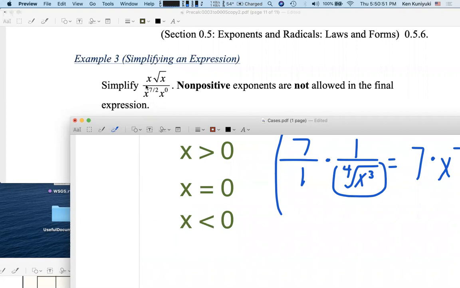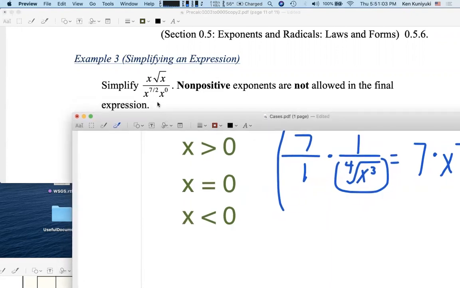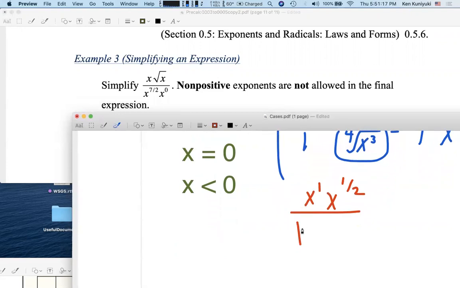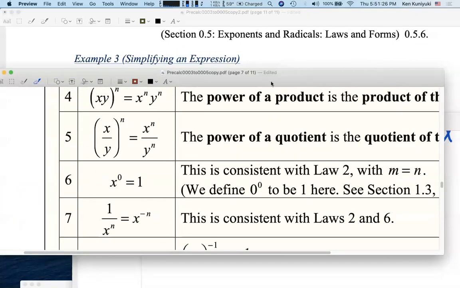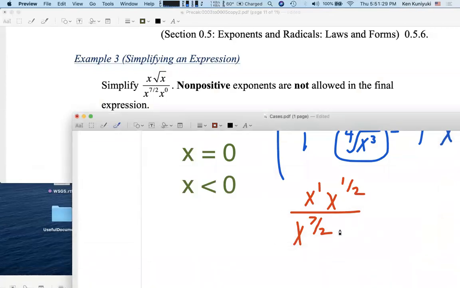Now, first of all, we might want to express these factors in the top and the bottom as nice powers of x. So for example, x is going to be x to the first, all right? The square root of x is going to be x to the 1/2. Down here, we have x to the 7/2. And what is x to the 0? X to the 0 is 1. Although 0 to the 0 is controversial.